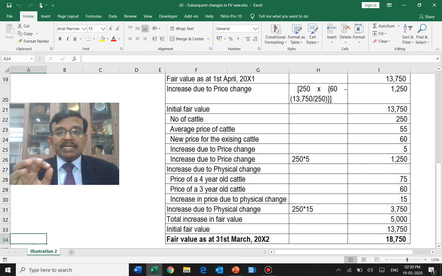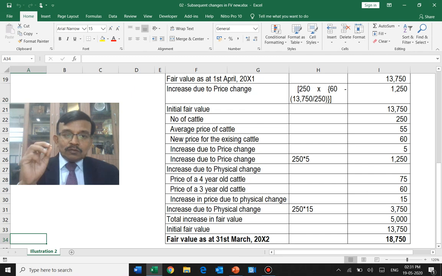So 5 rupees per cattle, there is a change. So 250 numbers into 5, 1,250 is the fair value change because of the price. Physical change from 3rd year to 4th year, 1 year growth is there. Because of that, the value changes. Instead of 60 rupees, it becomes 75 rupees. That is only attributable to the physical change of the cattle. So 75 is the 4th year, that is a year end. 3rd year is 60 rupees. What is the increase in fair value due to physical change is 15 rupees. So 250 cattle into 15 rupees, 3,750, is arising out of physical change.